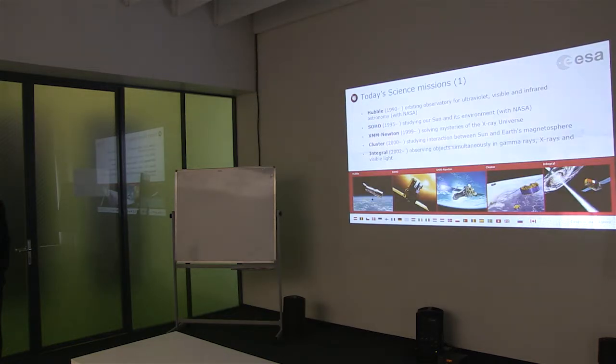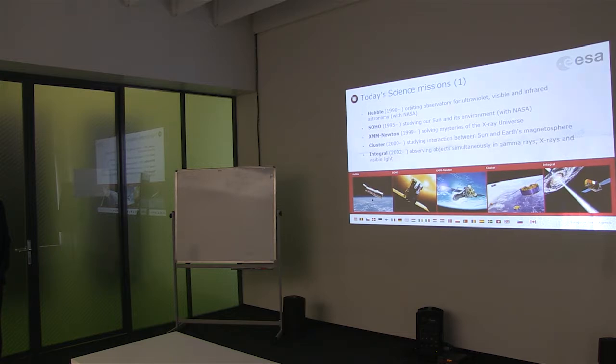What are we going to do next? Well, right now we have an instrument on Hubble, of which we also have the first set of solar arrays. We have SOHO, which is slowly fading out and is looking at the sun. We looked at the X-ray universe with XMM-Newton and at the ionosphere with Cluster, and then Integral is looking again at the X-rays.